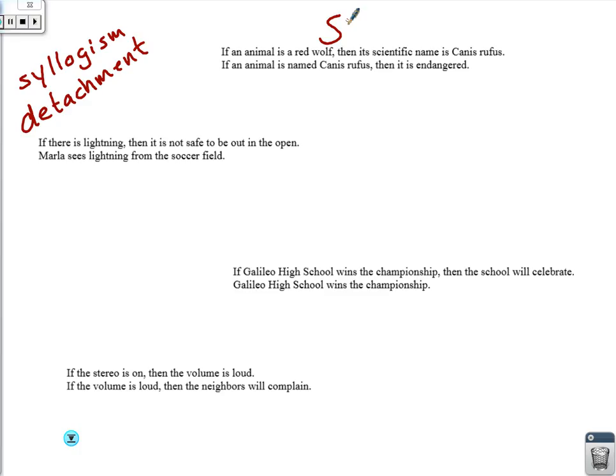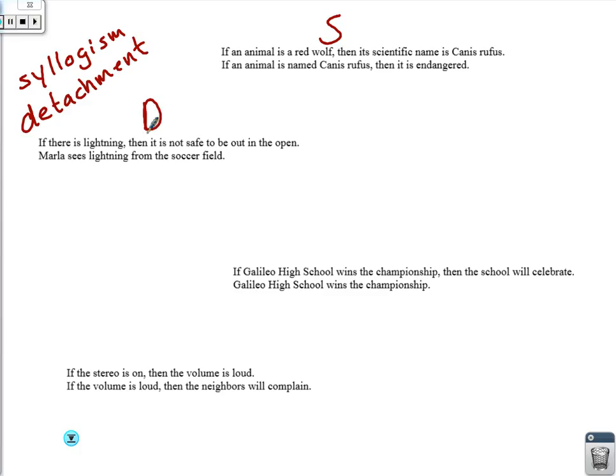If A implies B, and then B turns right around and implies something else, then the original implies the last. If there is lightning, then it is not safe to be out in the open. Marla sees lightning from the soccer field. What can we conclude? It's not safe to be out in the open. Right? That is the law of detachment.